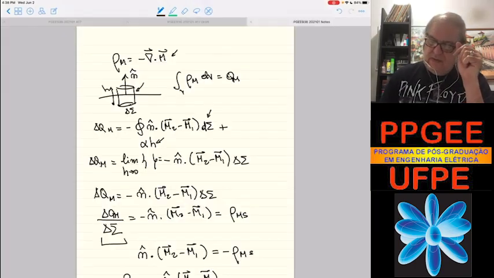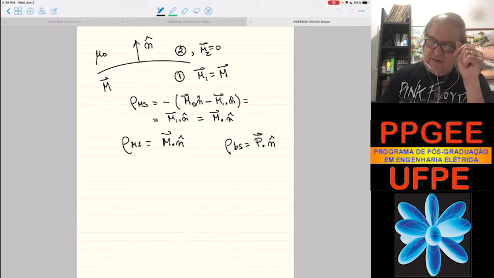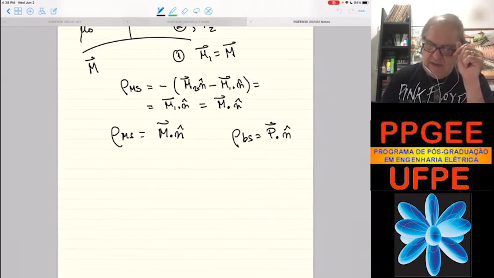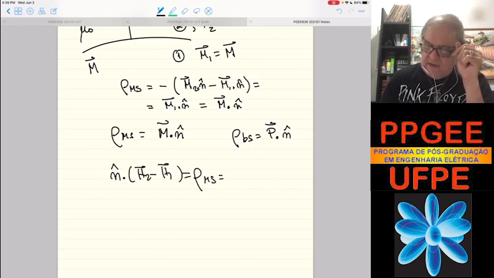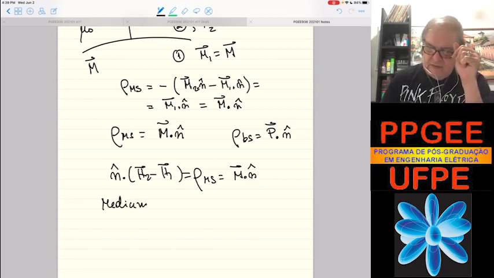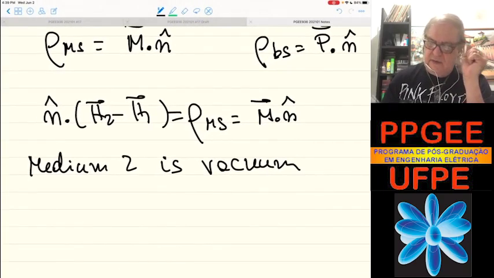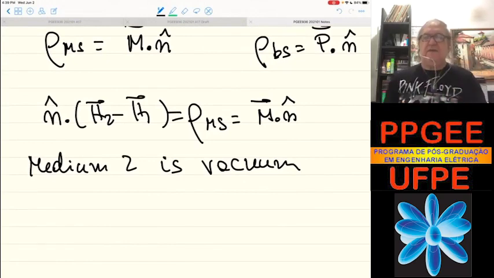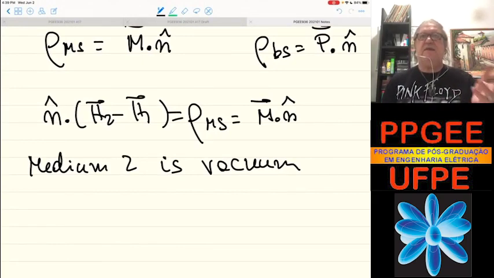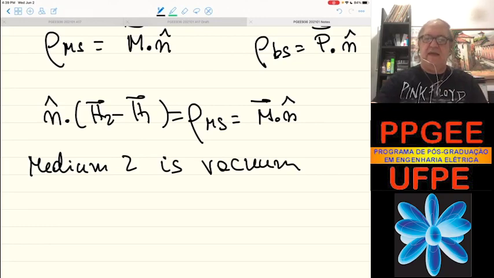If medium 2, as I mentioned to you, is vacuum, the boundary condition is going to be n dot (H2 minus H1) equals rho ms, which equals m dot n, right? For medium 2 is vacuum in this case. So these are all the formalisms we have. We are going to solve now a couple of problems using either one or the other method.